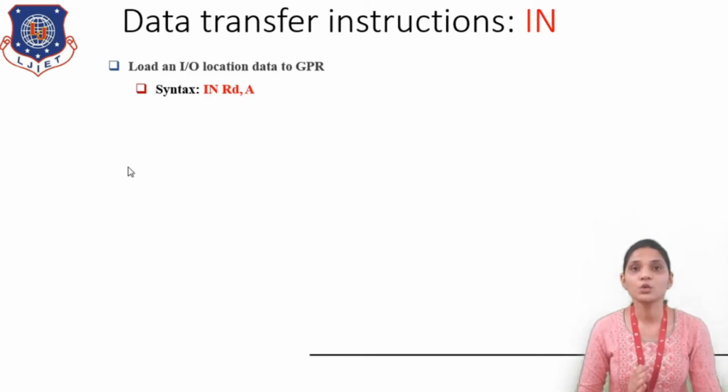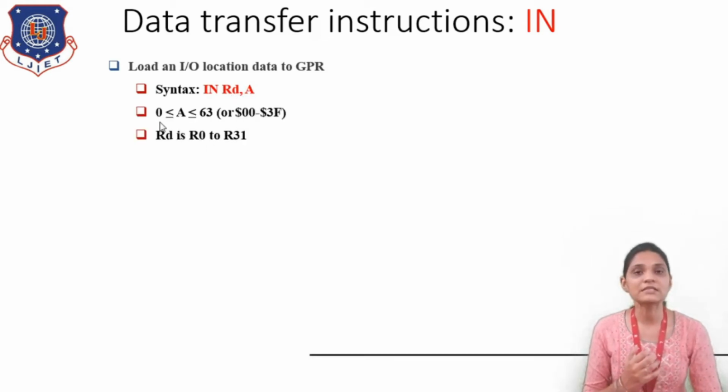It is used to load the IO location data to the general purpose register, and the syntax for this instruction is like IN Rd, A. Here A is the data that you are getting from that input port, and that is you are going to store inside the destination register. Here this value of A can be 0 to 64, that is 0 to 3F in terms of hexadecimal, but if we consider in terms of decimal, then it can be 0 to 63. And here Rd is a general purpose register that can be 0 to 31, any of that register.